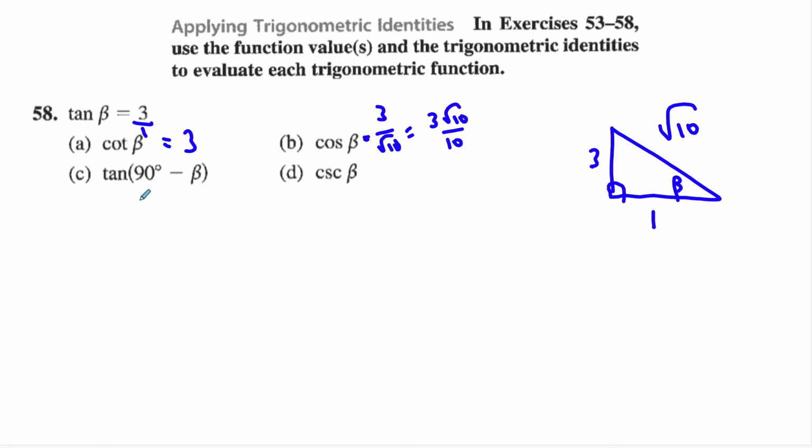Tangent is equal to the, what's the tangent? 9 is equal to the cotangent, so that's equal to 3. Cosecant is 1 over the sine, so the sine would be 3 over root 10. So that means that cosecant is root 10 over 3.